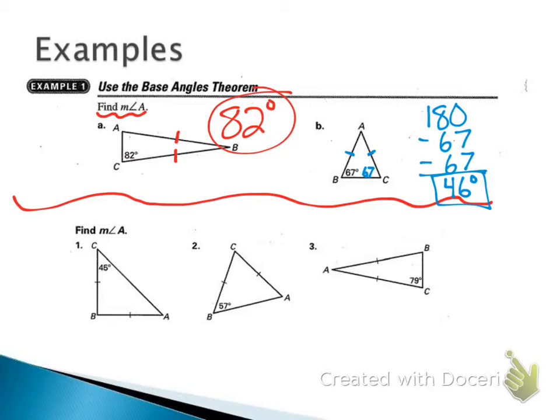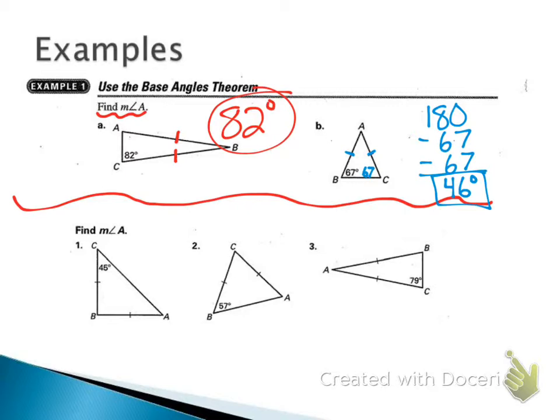All right, I'm going to give you a minute to get 1, 2, and 3 in your notebooks. If you want to give them a shot, you can. If you want to just wait for directions, that's fine too. Just make sure that you're finding angle A when you're doing these. All right, let's go through these.